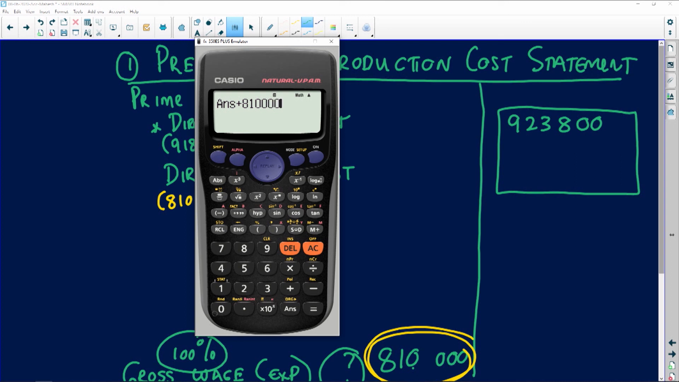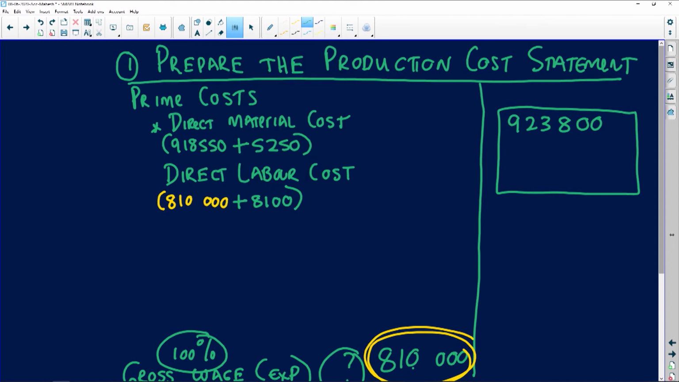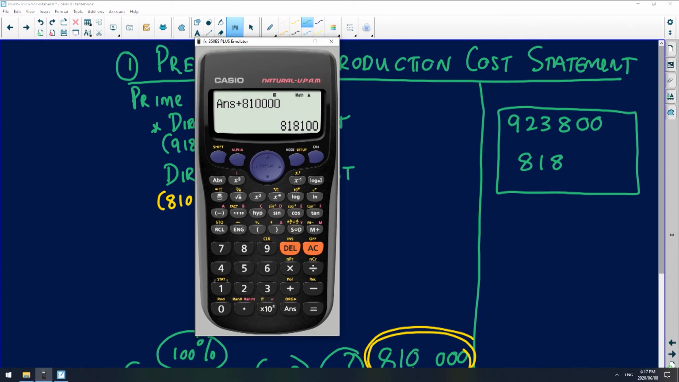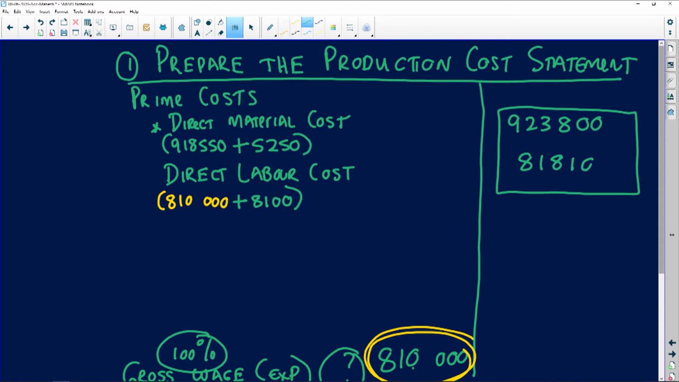Right, so direct labor cost almost sorted, so plus 810,000. Okay, and that gives us an amount of 818. Okay, got to get the calculator out one more time, 818,100.